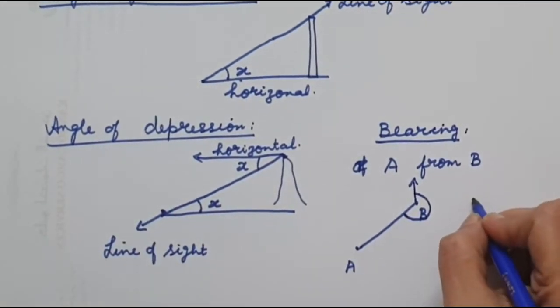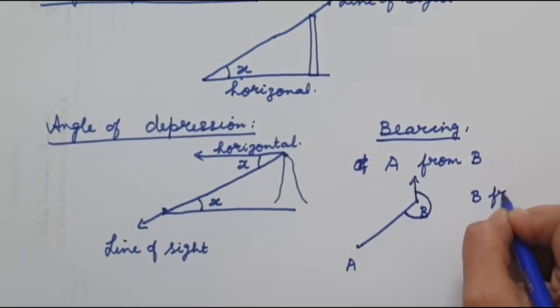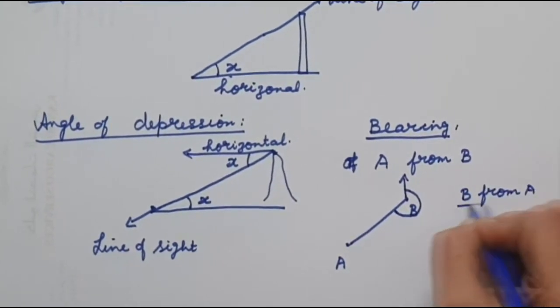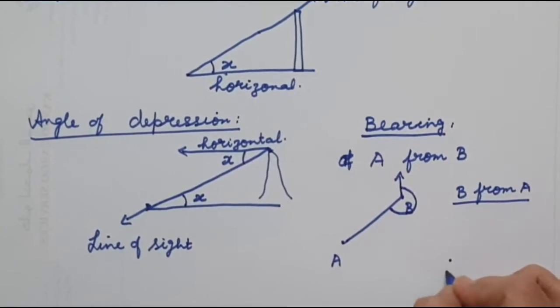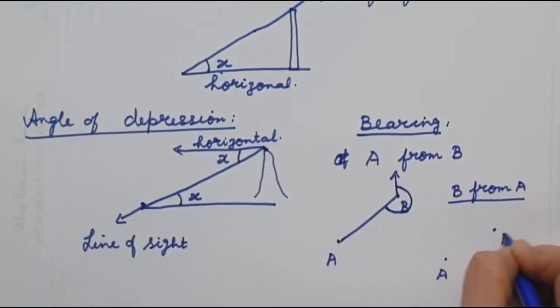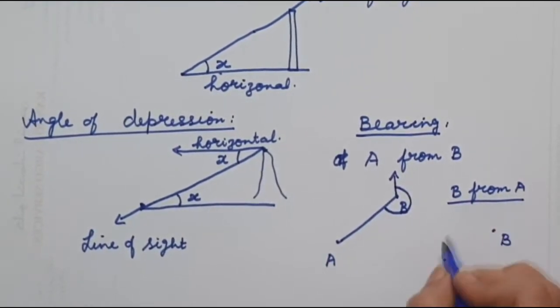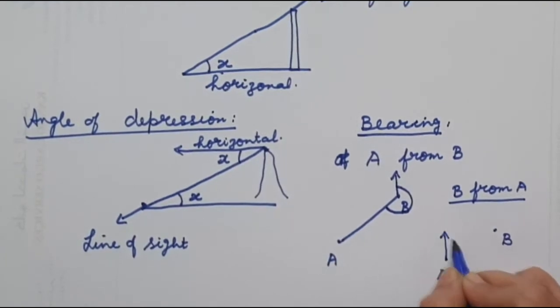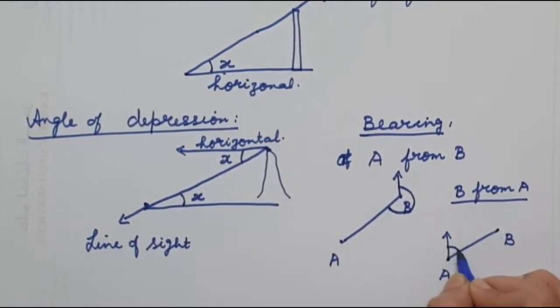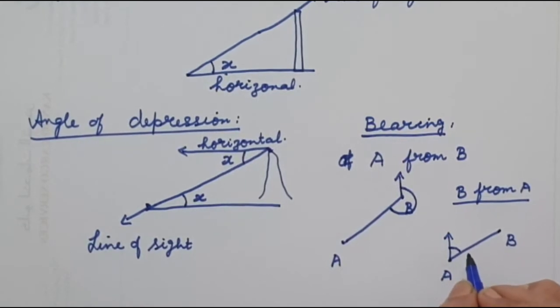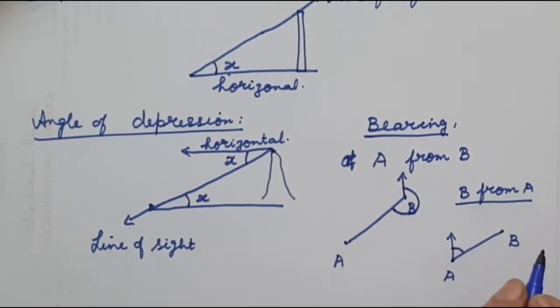In the same way, the bearing of B from A. So now this is A and this is B. So the bearing is from A. So we draw the north at A and this angle we need to calculate. This is the bearing of B from A.